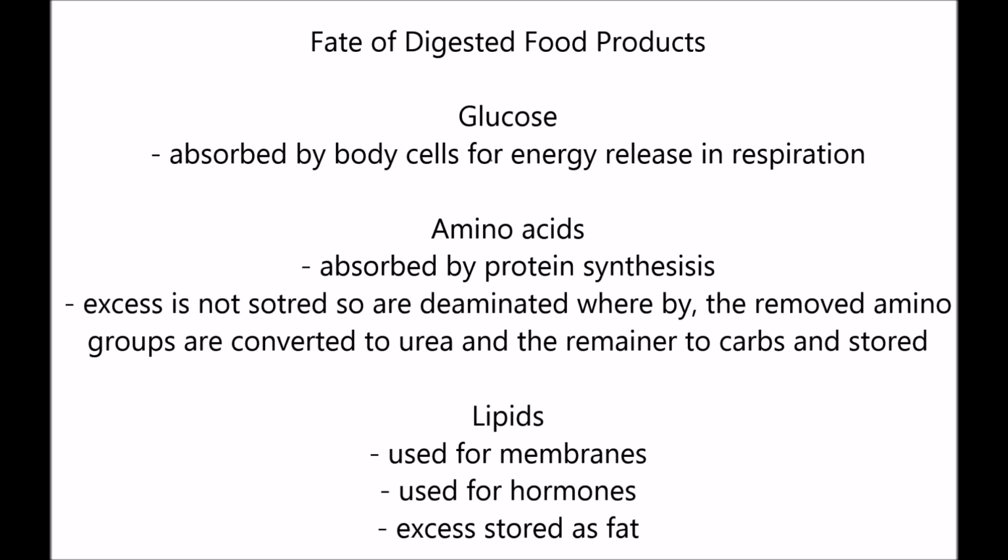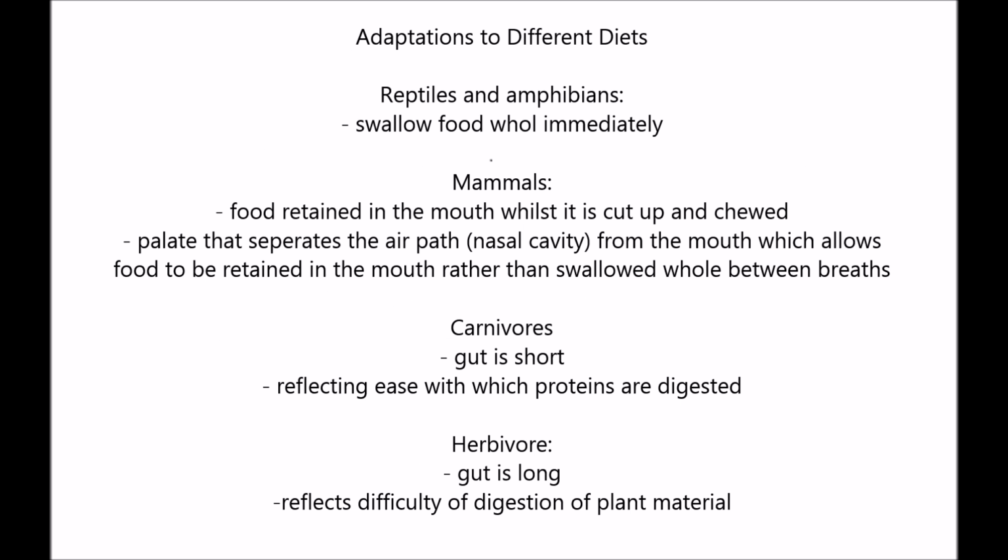Amino acids. These are absorbed for protein synthesis. Excess is not stored, so it is deaminated, whereby the removed amino groups are converted to urea and the remainder to carbohydrates and stored. Lipids. These are used for membranes, used for hormones, and excess is stored as fat.